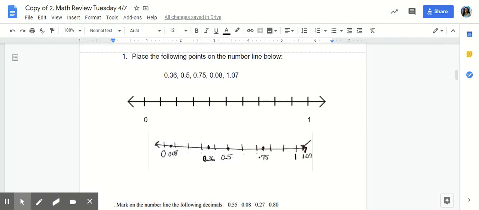I also know that 8/100 is even smaller than 36/100. And I know that that is going to be close to 0. So I'm going to place that close to 0.